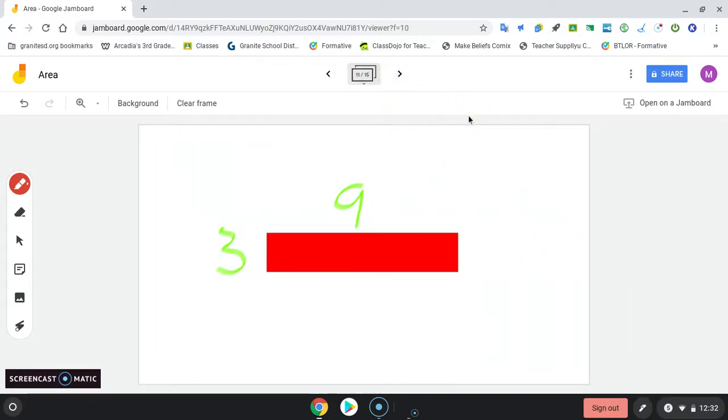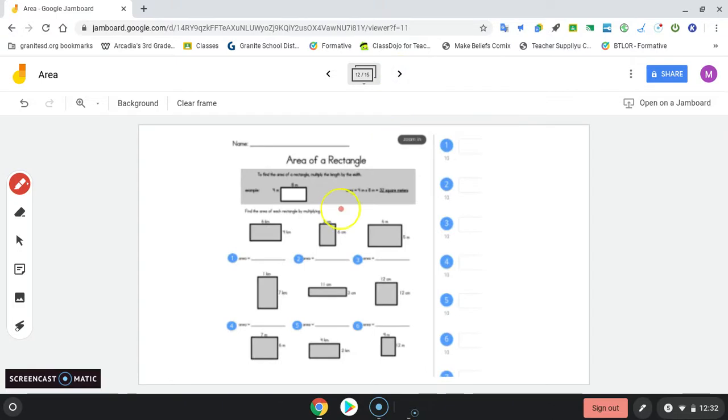So this one, all I'm going to do is multiply width times height. 3 times 9 equals 27. And that's it. That's all I have to do. This is level 4. Just exactly what we just did. Multiply a width times a length, and you're done.